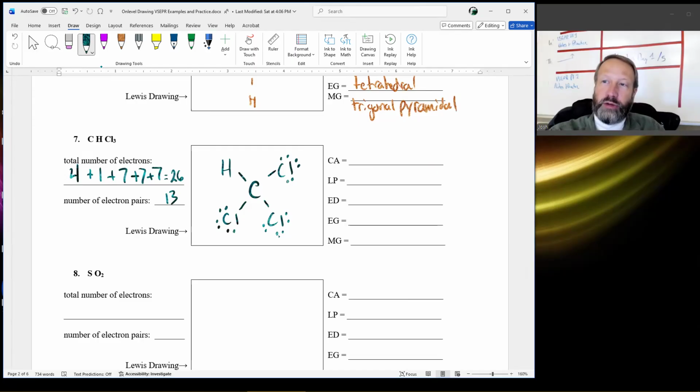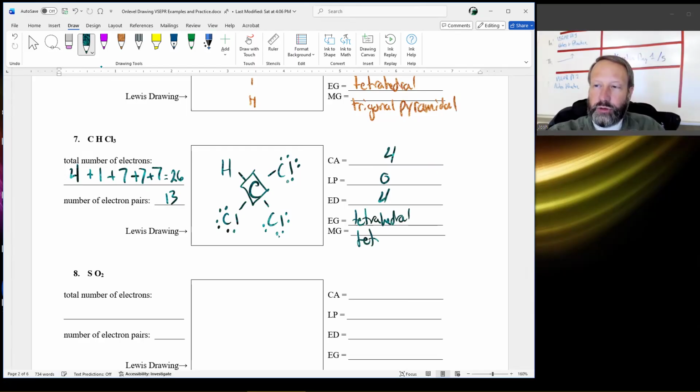I don't need to worry about it being synops. I'm done. 4 connected atoms. 0 of them are lone pairs on the carbon. I'm only looking at that carbon, right? Yes, of course. So 4 in total. That's tetrahedral and tetrahedral.